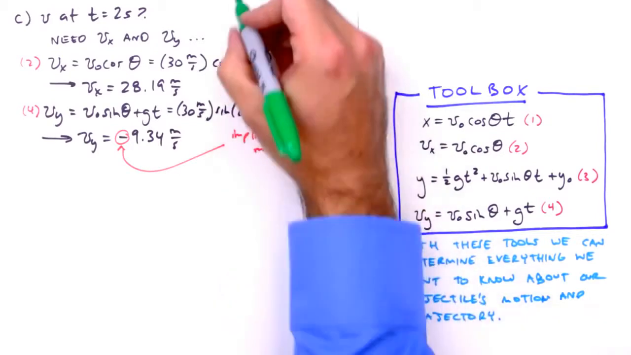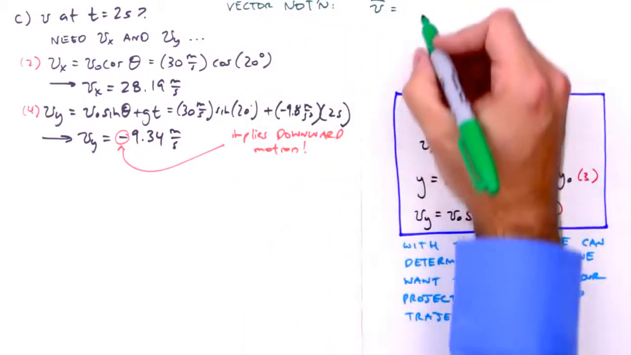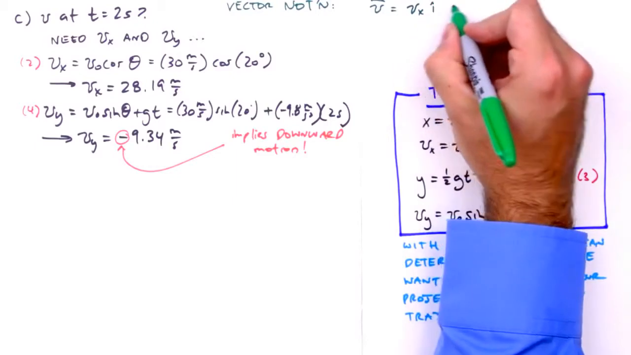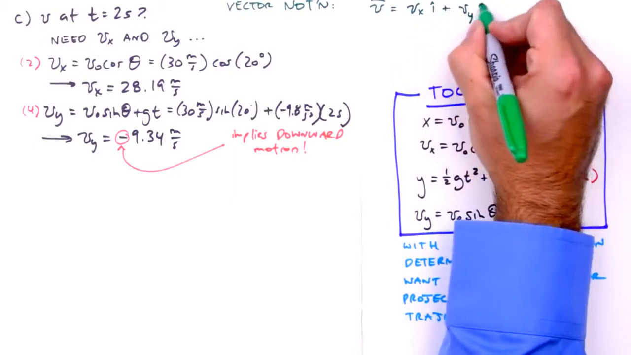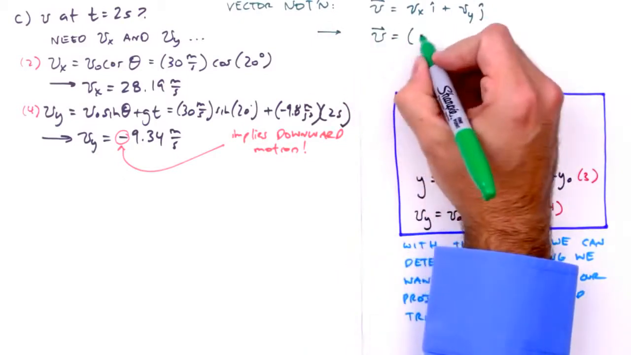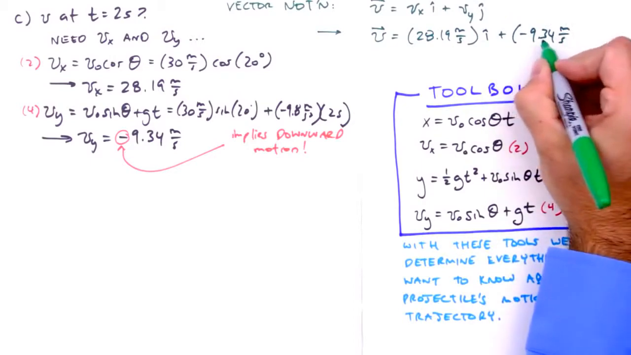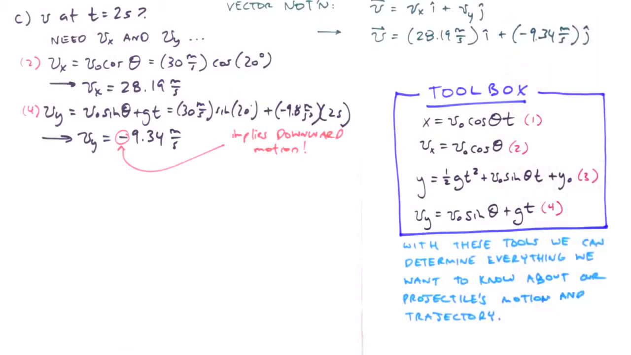Now at this point we could write our solution in vector notation, where the velocity vector is equal to the magnitude of the velocity's x component times the unit vector i hat, plus the magnitude of the velocity's y component times the unit vector j hat. That will give us the solution v equals 28.19 meters per second i hat plus negative 9.34 meters per second j hat, which is fine and dandy.